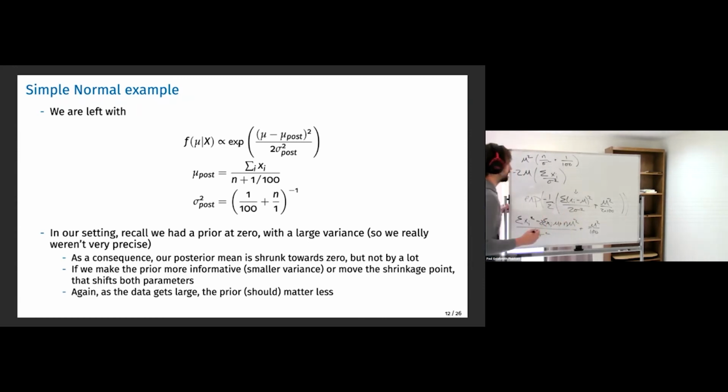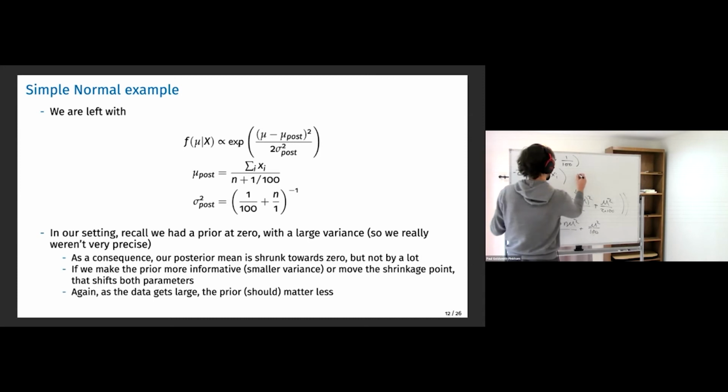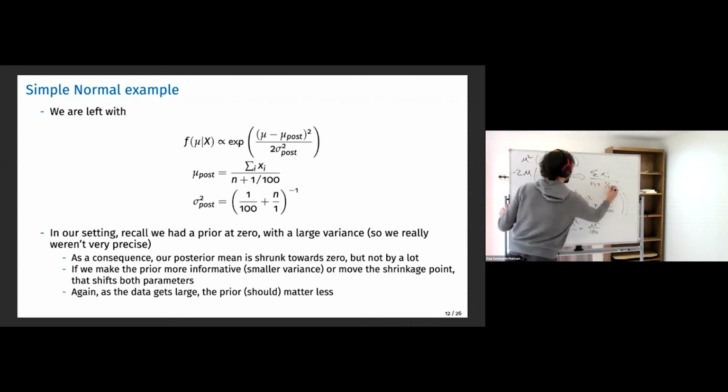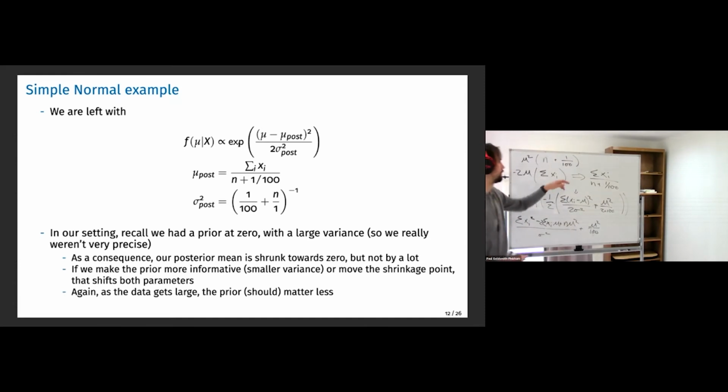So the easiest way to think about this is, let's plug in for the 1. So now we just have 1 here. And so the mean has to be something such that when it's multiplied by this, it turns into this. So we know that the mean then has to be the sum of the xi divided by n plus 1 over 100. And we can check this for ourselves, but that's the posterior mean.